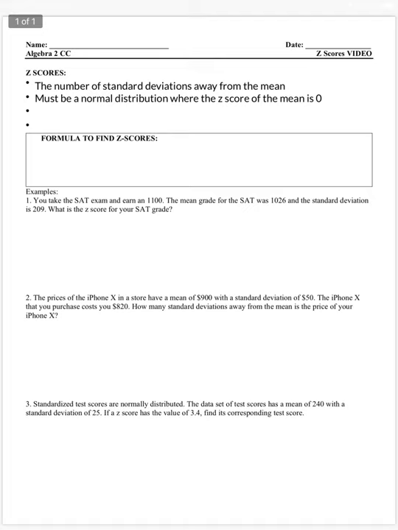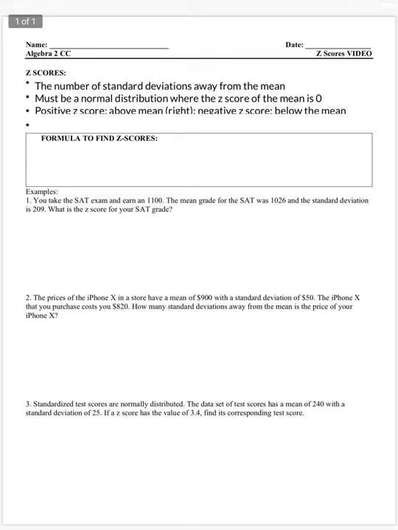Third bullet, I want you to write that if you have a positive z-score, it means that you are above the mean, or if you want to refer back to the actual curve, you are on the right of the mean. Okay. Whereas if you have a negative z-score, that is below the mean.